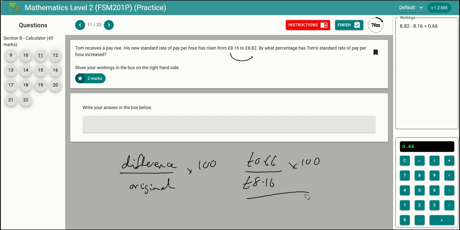So this is the calculation that we need. So again, let's hit the calculator. So 0.66 divided by 8.16 multiplied by 100, and there we go. So that is an 8.088235 etc. percent increase. So let's just write it to, let's say, 2 decimal places. So let's call that 8.09% increase. Again, just write in that that is 2 decimal places, and we're done.